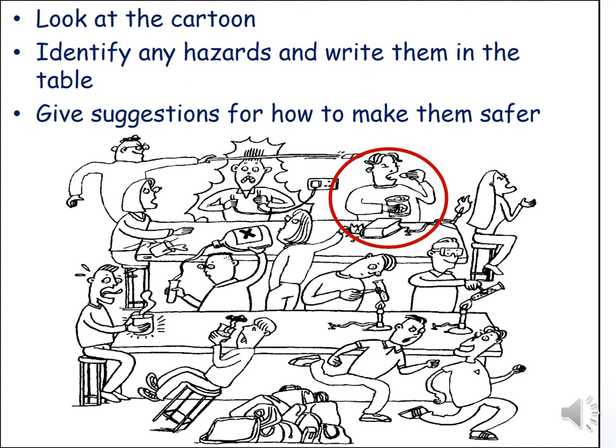So what I'd like you to do is take the next 5 minutes to look at this diagram and circle any hazards that you notice, and write them down in your table underneath your diagram. Then where it says how it could be made safer, have a think: how could you stop that hazard from happening? What should be done? What could you do to stop it from being a hazard?